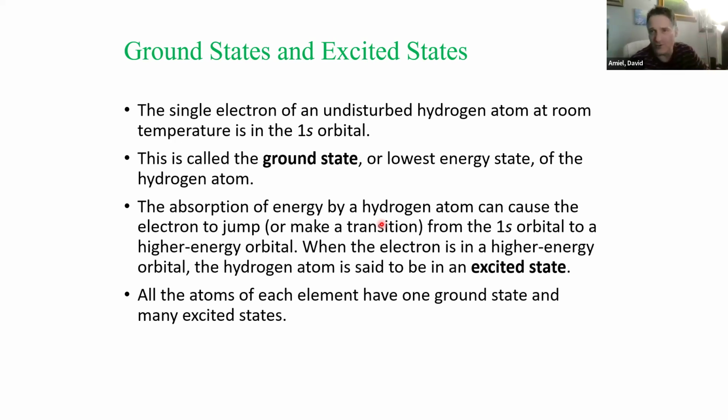But for our purposes right now, we just need to understand that every atom of each element has electrons in the ground state that can get excited to many, many different states. It could go up to n equals 3, and n equals 4, and n equals 2, and so forth.